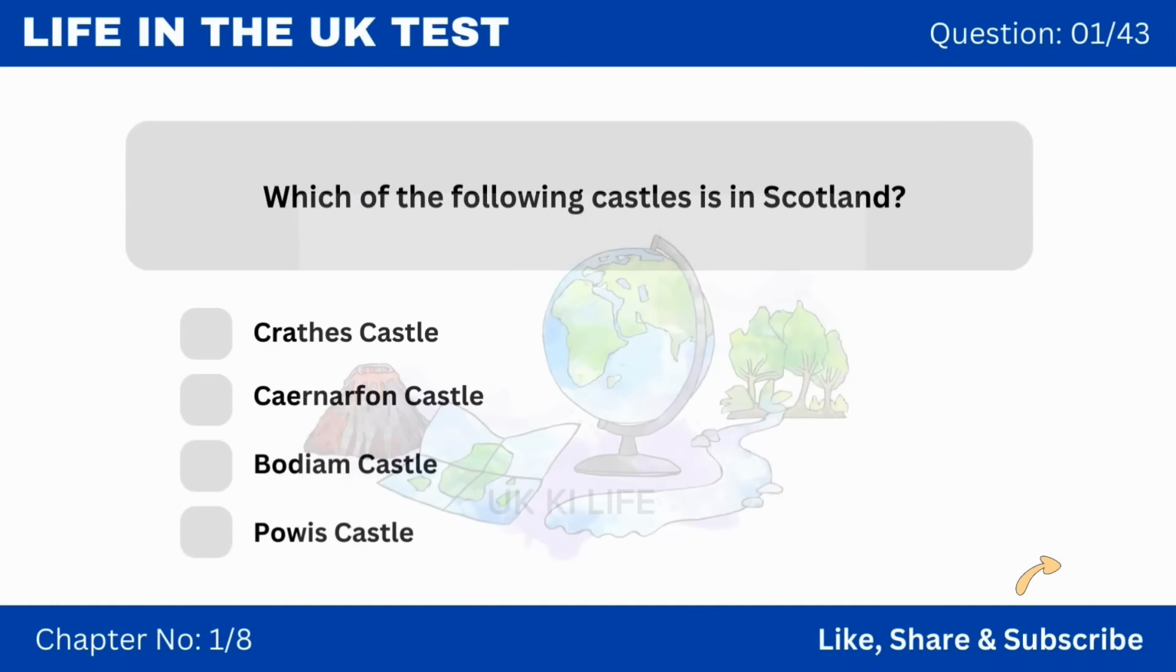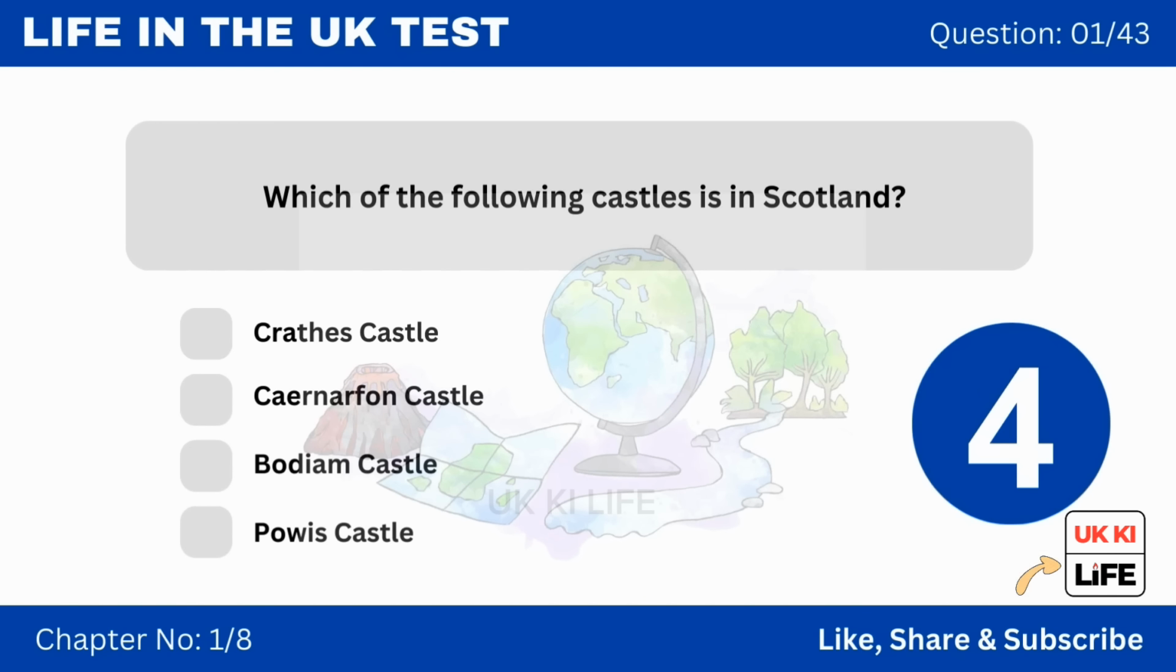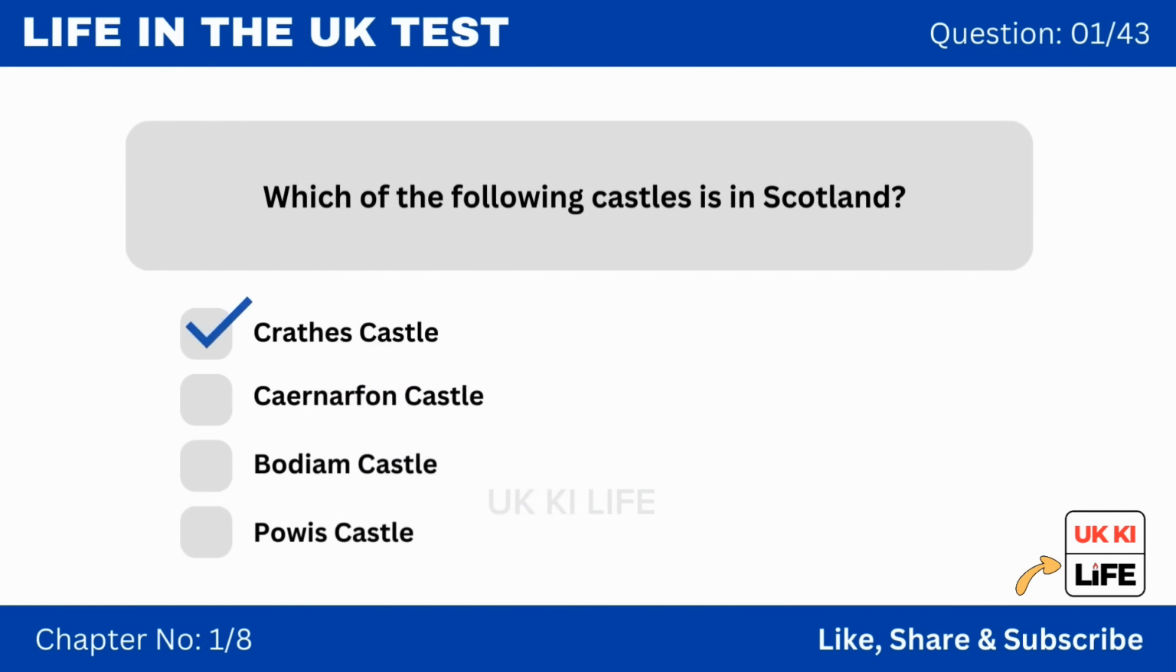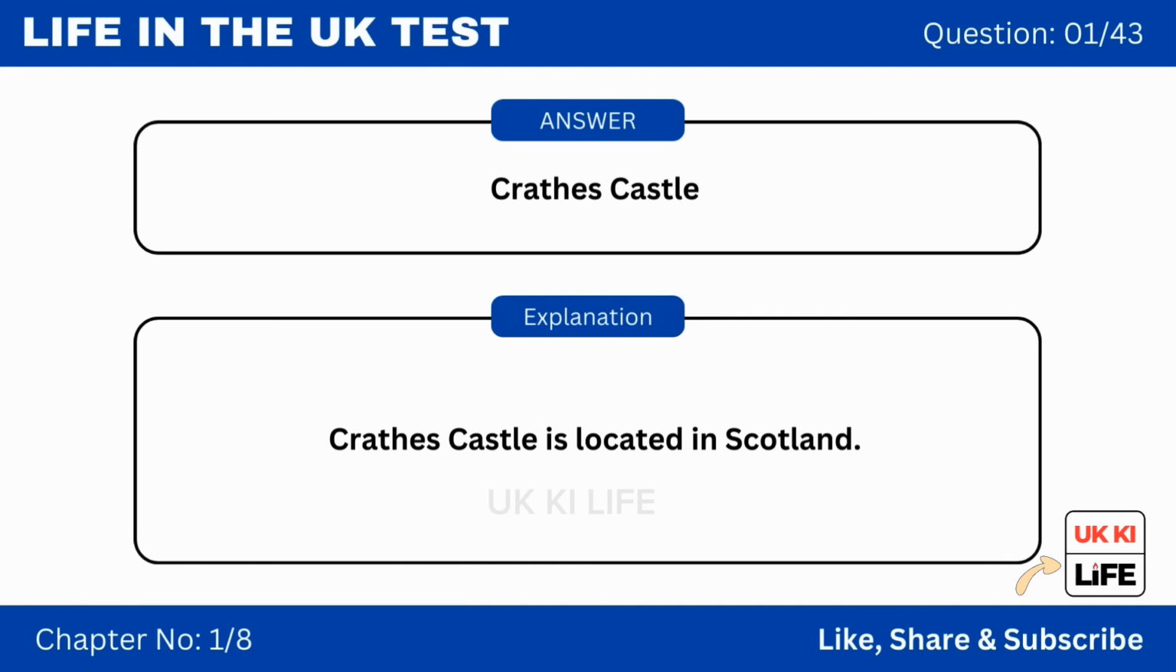Question 1. Which of the following castles is in Scotland? Craigievar Castle, Caernarfon Castle, Bodiam Castle, Powis Castle. The correct option is A. Explanation. Craigievar Castle is located in Scotland.